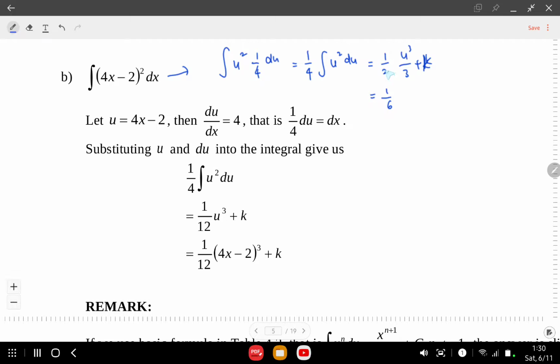Oh, sorry. Actually this is 4. Okay, so here we get 1/12 u cube plus k. And then we need to substitute back all the terms in u. Substitute it back in term of x. So here we have 1/12. So our u is 4x minus 2. So we'll have 4x minus 2 cube plus k. So this is our answer.